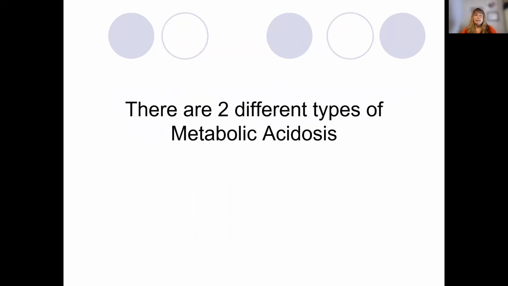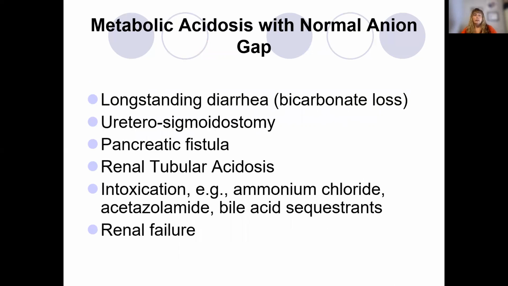There are two different types of metabolic acidosis. You really need to know about both of them. There's metabolic acidosis with a normal anion gap. And this can be due to longstanding diarrhea, ureterosigmoidostomy, pancreatic fistulas, renal tubular acidosis, intoxication, renal failure. Those are all normal anion gap metabolic acidosis.